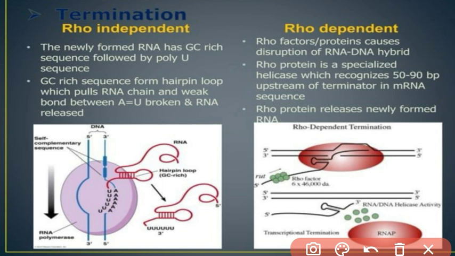The Rho protein is a specialized helicase enzyme which recognizes a site 50 to 90 base pairs upstream of a terminator in the mRNA sequence. Rho protein releases the newly formed RNA.